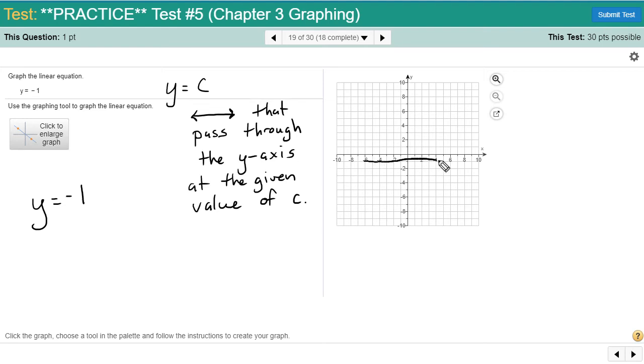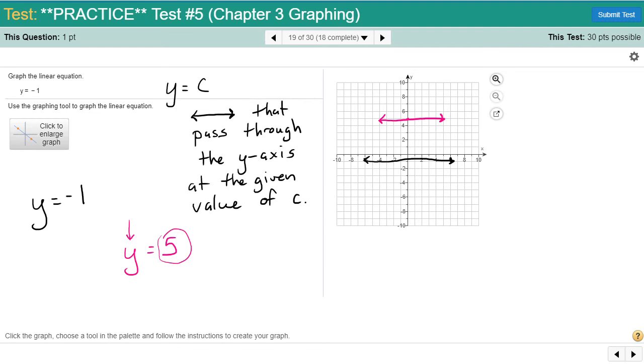So this line, well, that's a pretty bad horizontal line. But anyway, you get the idea. This is a horizontal line that crosses through the y-axis at -1. If we were given, for example, y equals +5, well, again, it's an equation that has just a single variable, and because that variable is y, this is telling us this line crosses the y-axis. Where does it cross the y-axis? At +5. So let's find +5, which is right there, and again, we're going to have a horizontal line that passes through the 5 on the y-axis.